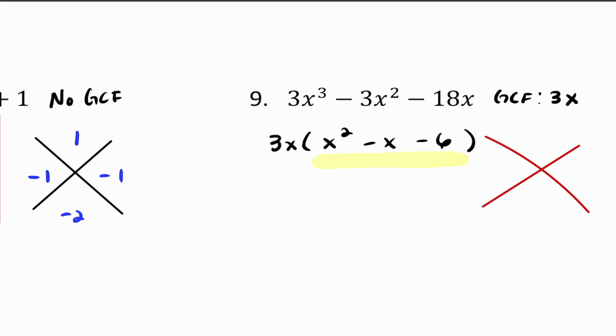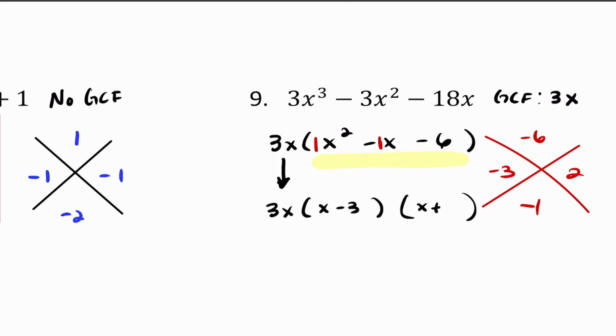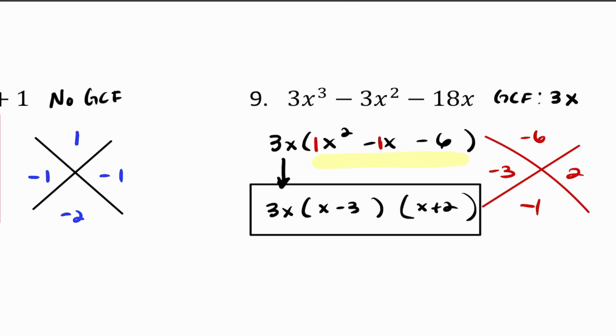So it's a times c. So there's an invisible 1. So it's 1 times negative 6, which is negative 6. And our b value is negative 1. So our two numbers should be negative 3 and positive 2. So I should write, okay, well, here's our 3x. We need to bring that down. x minus 3, x plus 2. So this is our answer.